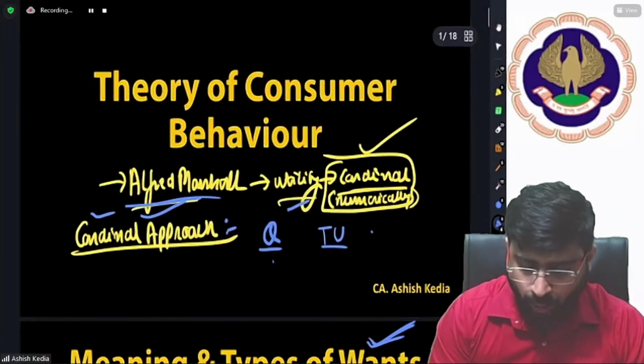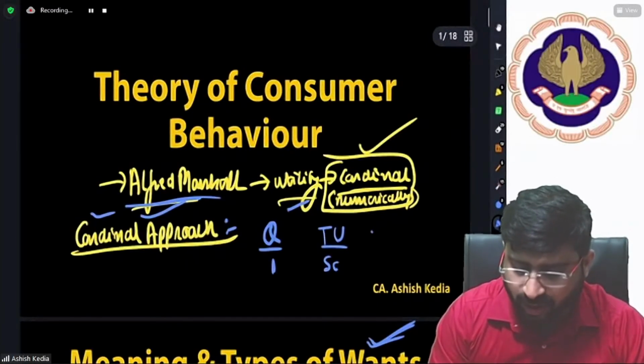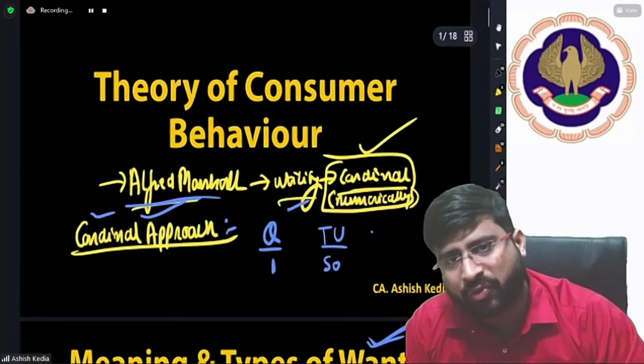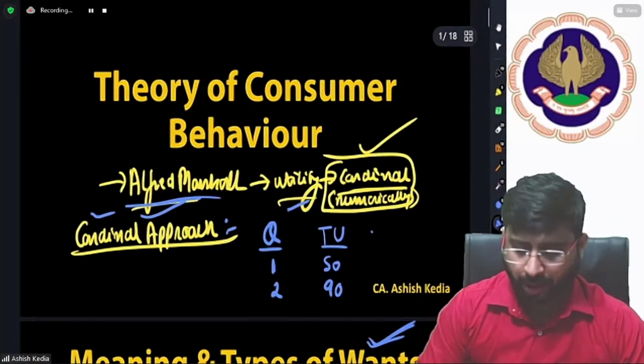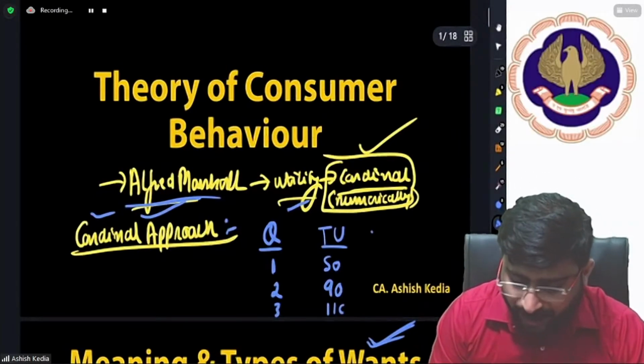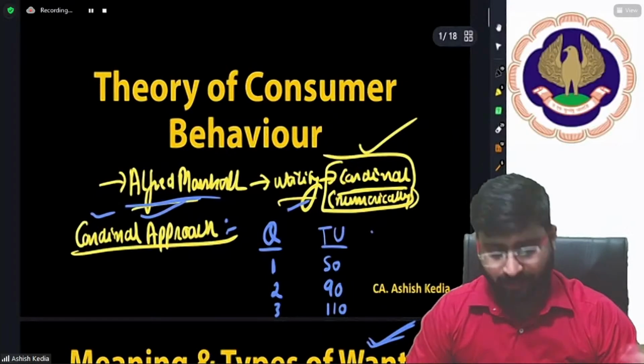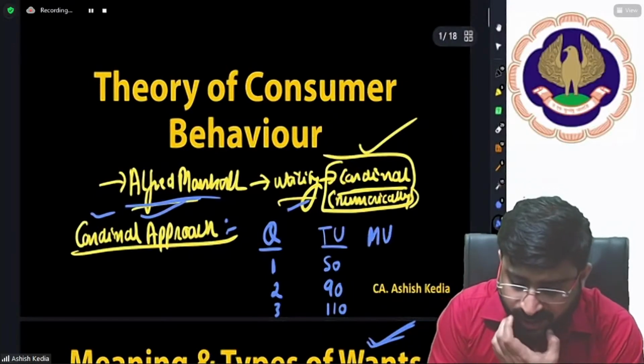So for one commodity, the total utility is 50 rupees. That is, you are ready to give 50 rupees in total. For two commodities, you are ready to pay 90 rupees. For three commodities, let's say you are ready to pay 110 rupees. Now here we talk about marginal utility.